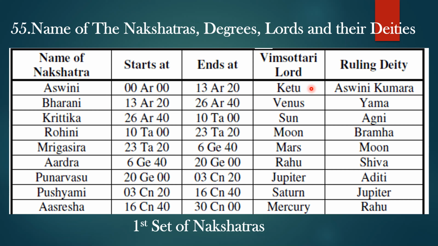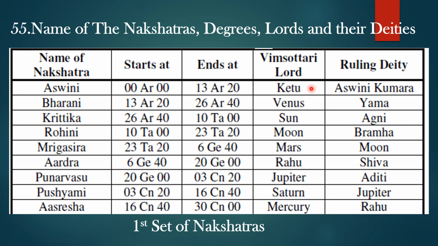This is the first set, this is the second set, this is the third set. Krittika Uttram Uttradam. Rohini Astam Shravanam. Mrigasira Chitra Dhanishta. Ardra Swati Satabhisha. Punarvasu Vishaka Purva Bhadrapada. Pushya Anuradha Uttara Bhadrapada. Ashlesha Jyeshtha Revati.